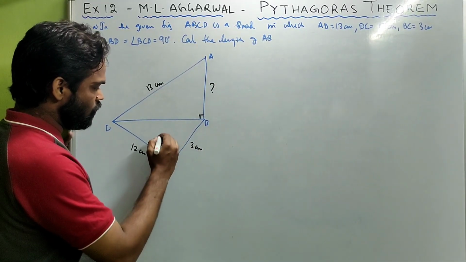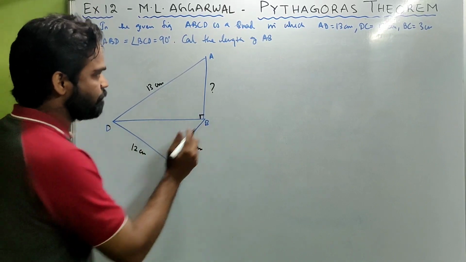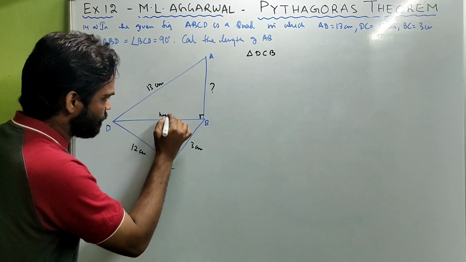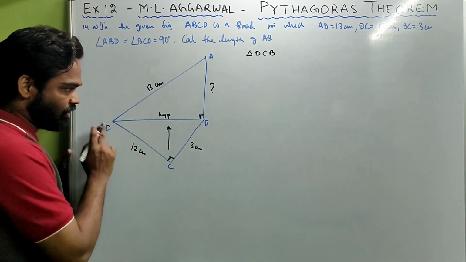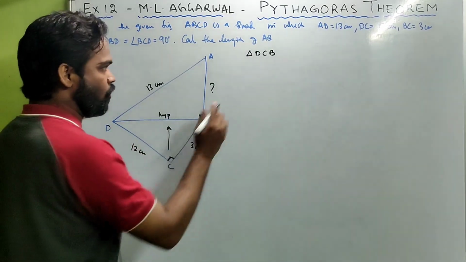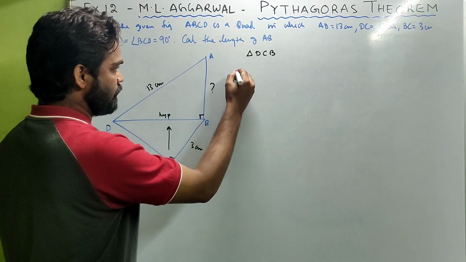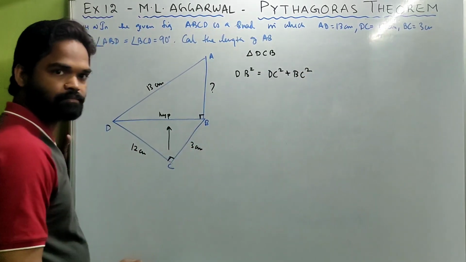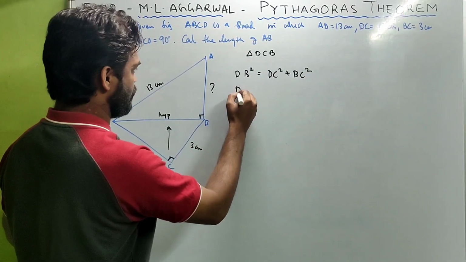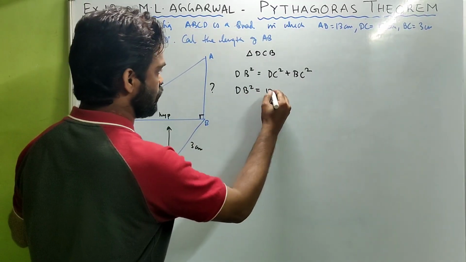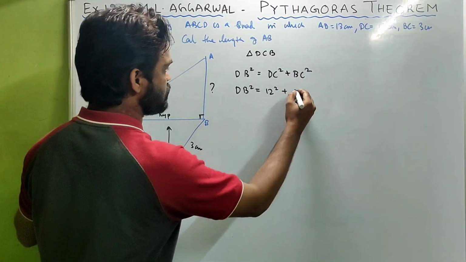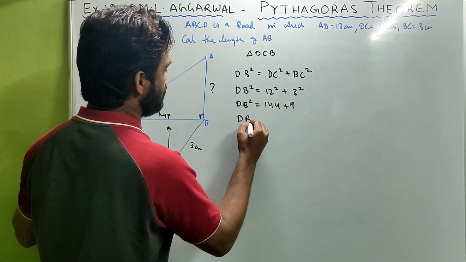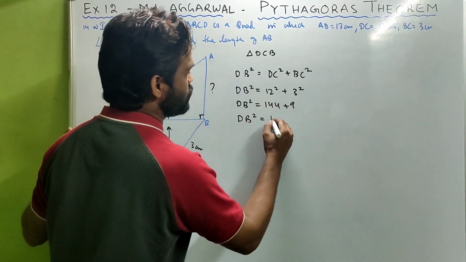Pretty easy. First, look at this triangle. I'm talking about DCB. Triangle DCB. This is 90 degree. So this becomes the hypotenuse for this triangle. Remember, for triangle DCB, DB is the hypotenuse. So, because it is opposite to 90 degree, DB square is equal to DC square plus BC square, isn't it? So DB square is equal to DC square, which is 12 square, plus BC square, which is 3 square. So DB square is 144 plus 9, which is 153.